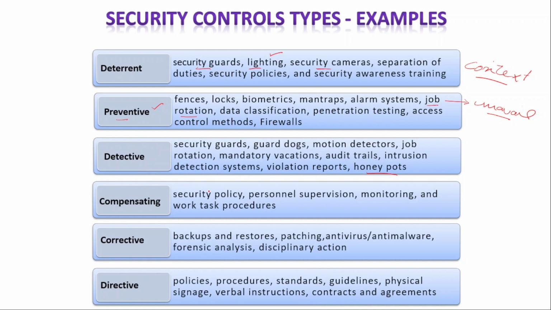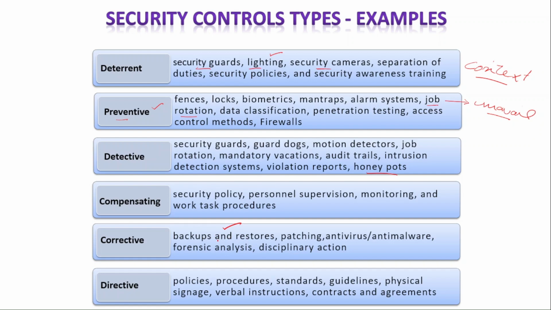And the compensating examples include the security policy, personal supervision, monitoring, and work task procedures, while the corrective include backup and restores, patching, antivirus and malware, forensic analysis, and disciplinary action.